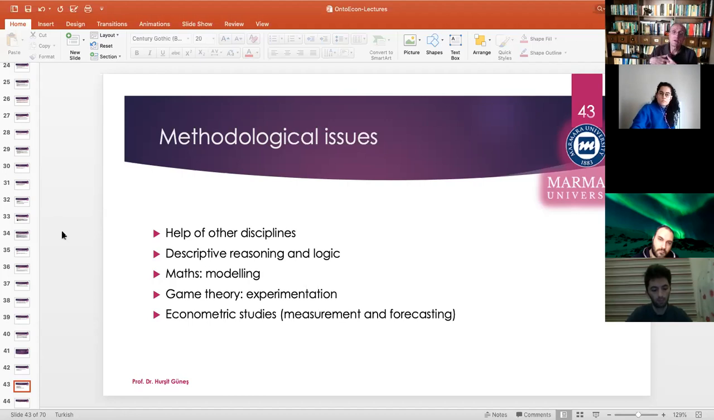And finally, you can use econometric studies, an application of statistics into economics, and you try to measure and forecast from what had happened. Although it's very difficult on its own, without the use of the others, using econometrics on its own, without theory, without assumptions, without any reasoning, putting unrelated variables into statistical analysis is meaningless. But econometric studies are also important tools in methodological issues.